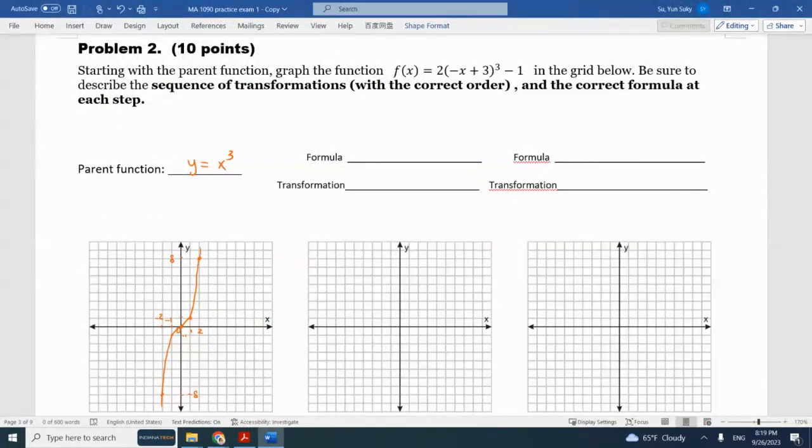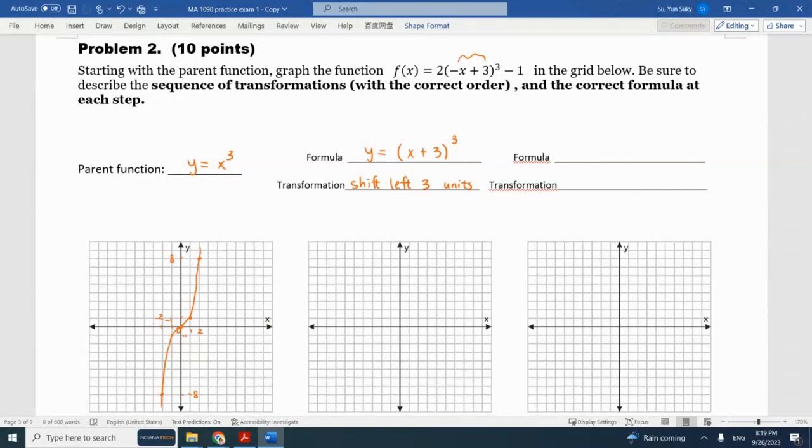So here, left or right? Okay, you see everybody? X plus 3. So we start with the parent function. Change x to x plus 3. And left is plus, right is minus. So shift left 3 units.